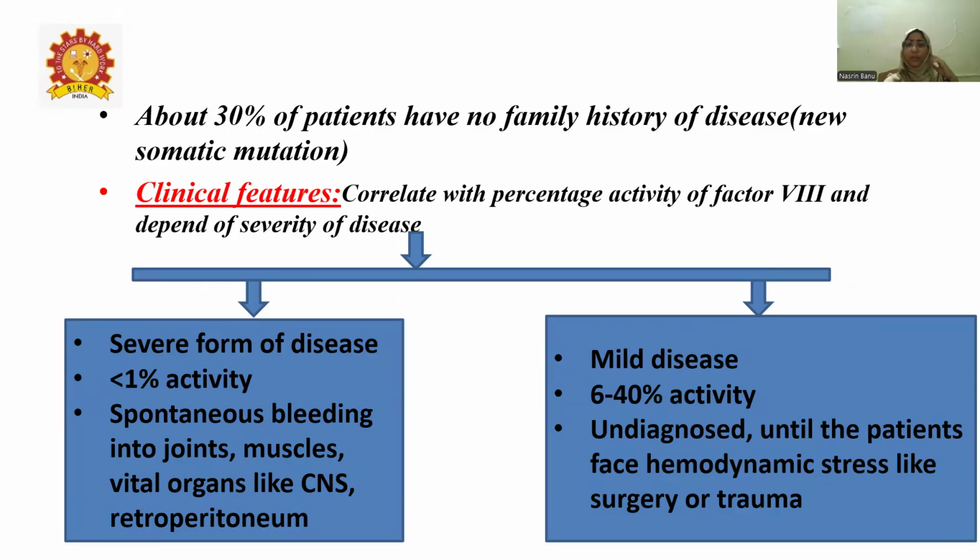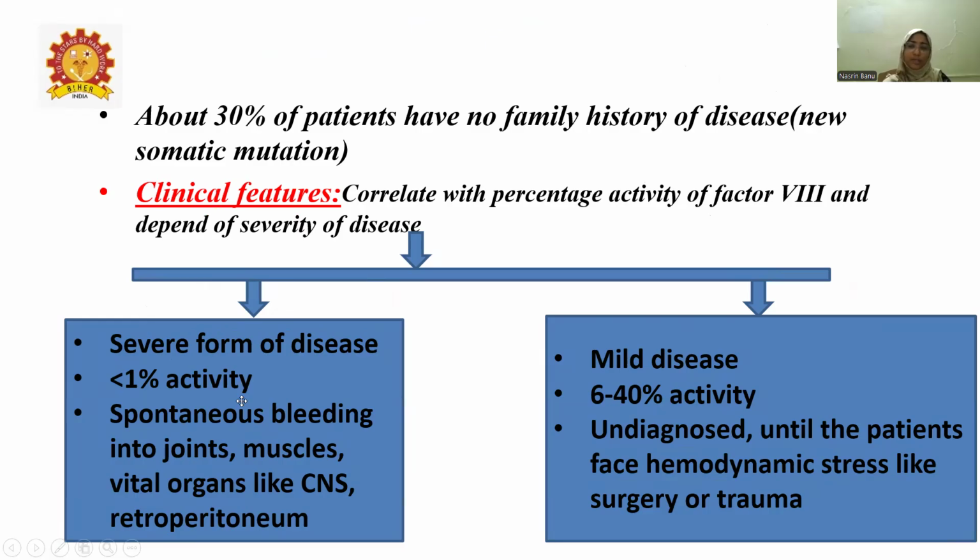About 30% of the patients have no family history of this disease. So there will be these patients where it is not inherited; this is like a new somatic mutation. Clinical features correlate with the percentage activity of factor 8, and that all depends on the severity of the disease: severe form of disease and mild form of disease.